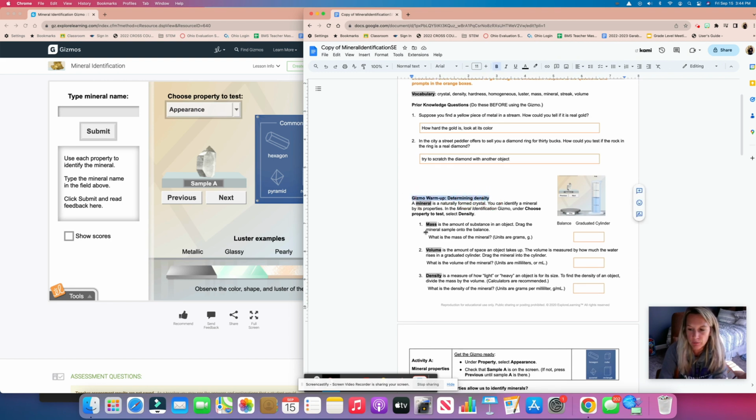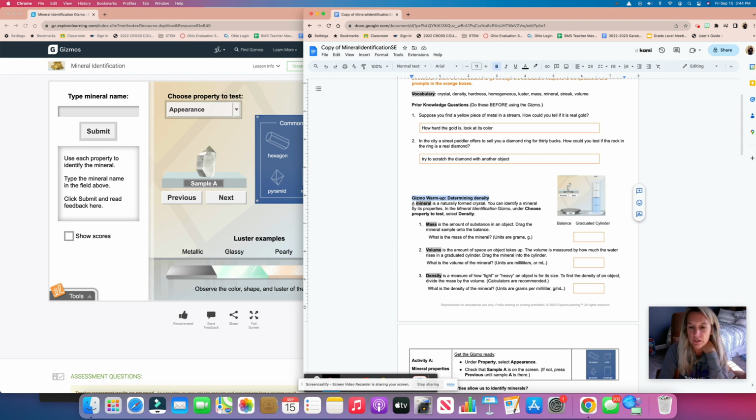All right, so the warm up, determining density. This is kind of a big deal for this lab because density is really important, and it is something that we're going to revisit later in 6th grade science. So you need to be able to determine the density of each mineral, and the Gizmo is really good at this.